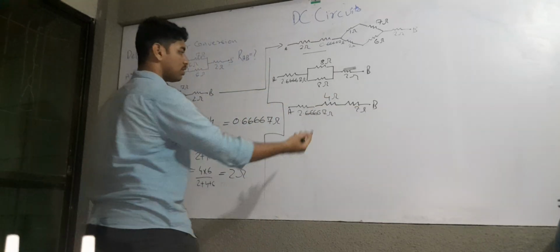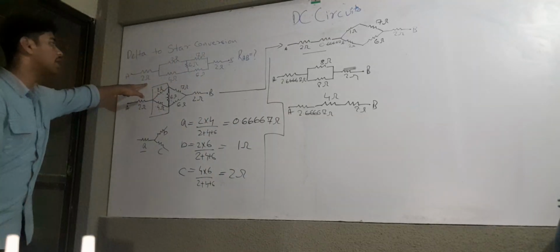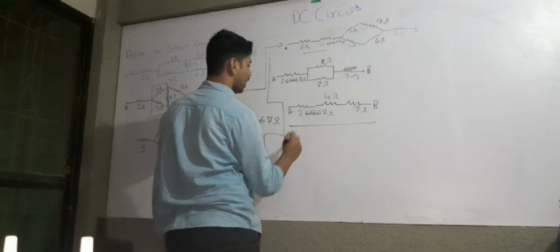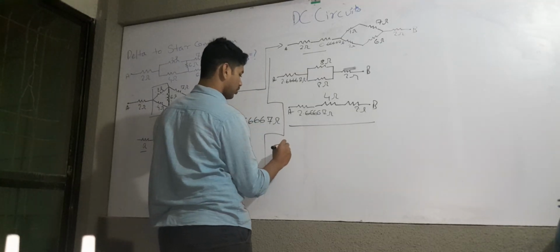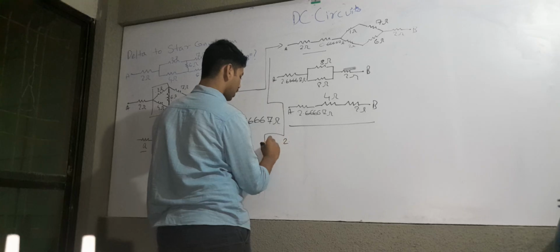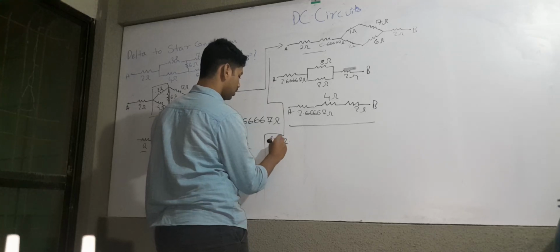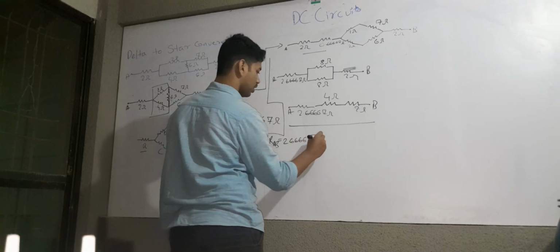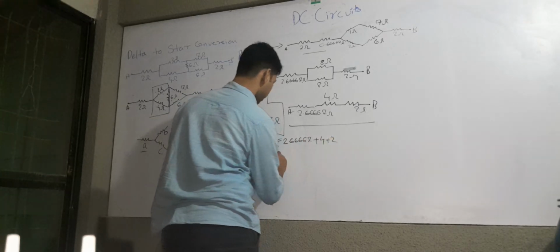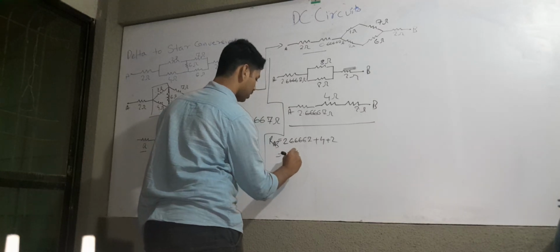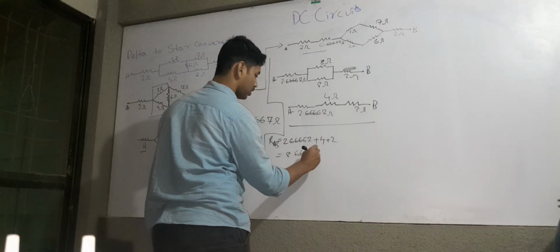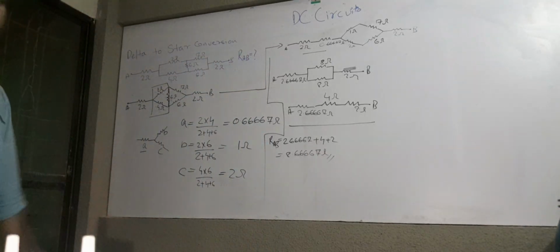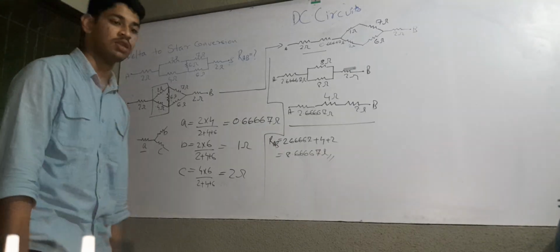So now you can see this circuit has been reduced into a linear circuit, and now we can directly calculate it using R AB is equal to 2.66667 plus 4 plus 2, which is equal to 8.66667 ohms. So that is it. Star to delta conversion. Thank you guys.